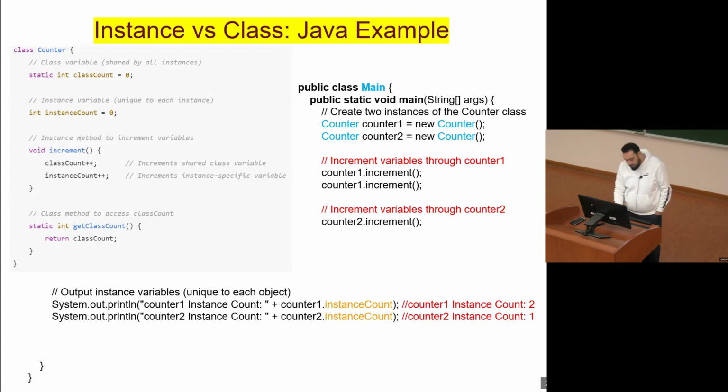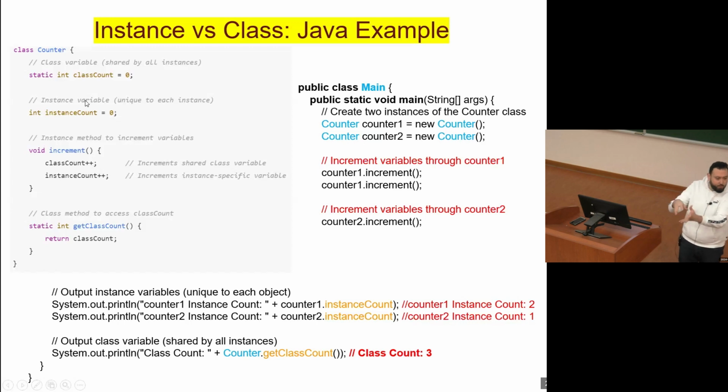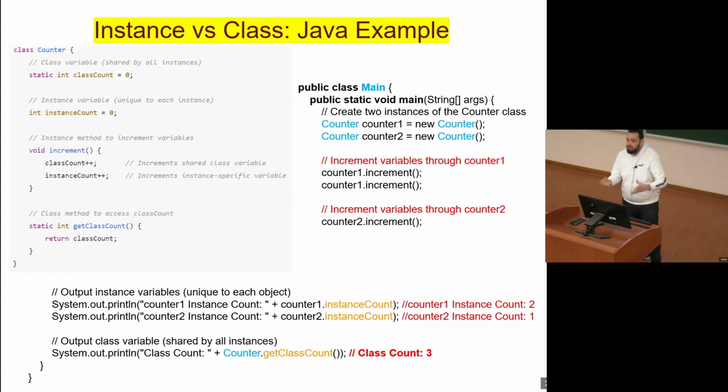3, exactly. Class count is 3, because when I called this the first time, it updated the class count. The second time, it updated. Even when I used the other object, it updated the same one because it's static. That's the idea of the class variable. Again, it's the same idea that we talked about in C++ when we define static and these kinds of things in memory. For static, we have a specific fixed memory. It's always here, so it's always going to be updated.